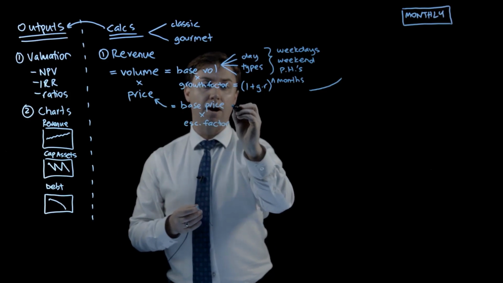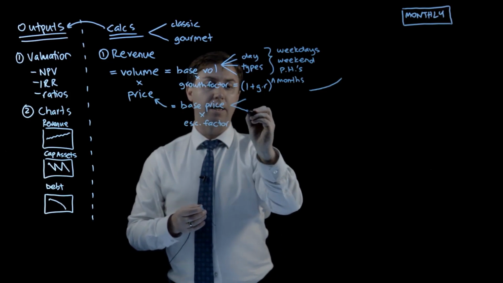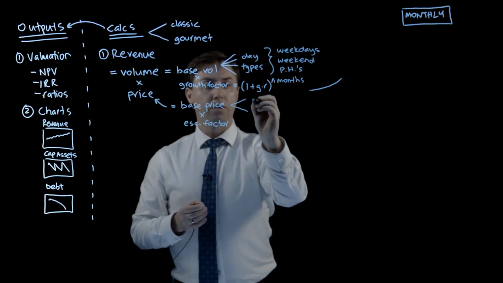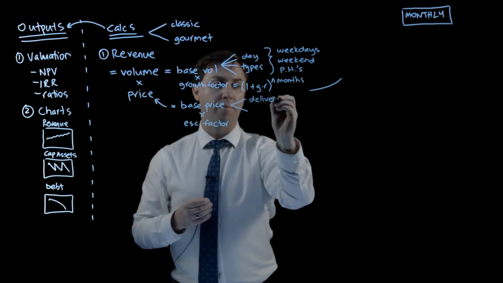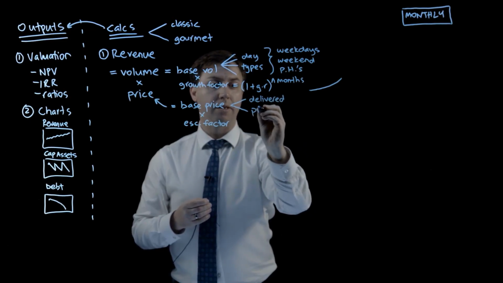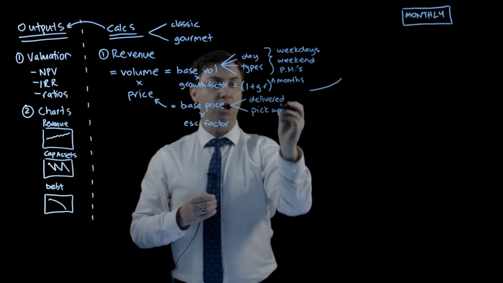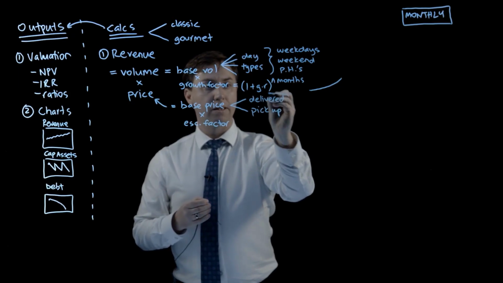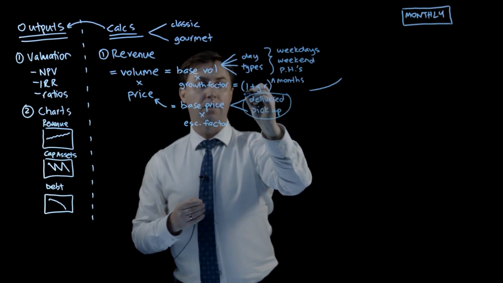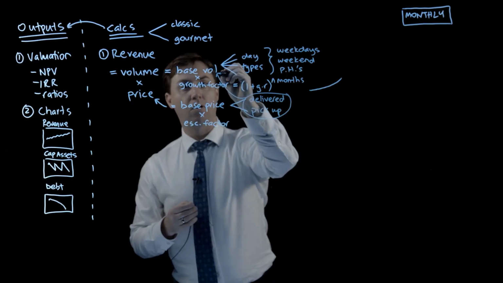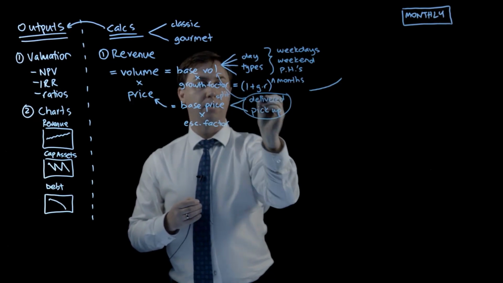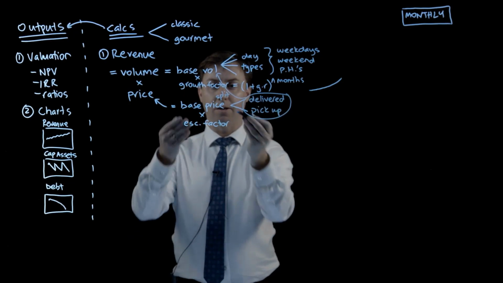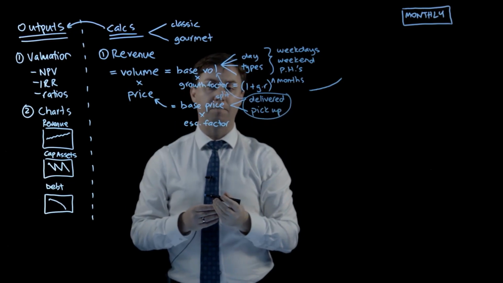Now, in terms of our price, one of the nuances we need to keep in mind is that we're going to want to charge a different price for pizzas that are delivered versus pizzas that will be picked up. And actually knowing that we need to price in this way means that we're going to have to revert to our volumes and think about what the split will be between the volumes that are delivered versus the volumes that are picked up so that we can then apply different pricing.